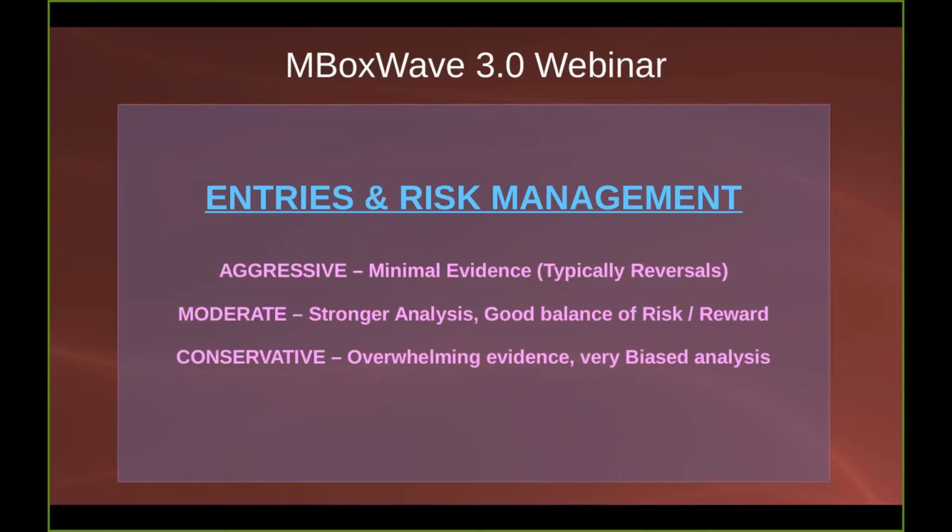So real quick, I'm going to go over this, that there are different types of entries. You can be aggressive. That's where you have minimal evidence, typical reversals, tops and bottoms. Moderate, you have stronger analysis, good balance of risk reward. Conservative, overwhelming evidence, and very biased analysis.